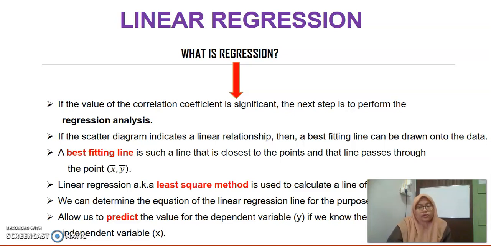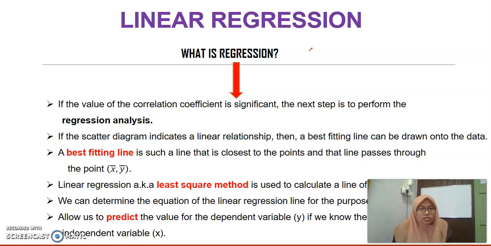In this video, we are going to look at the last subtopic of chapter 6, the linear regression. From the previous topic, you learned about scatter diagram, and from the scatter diagram, you can identify the relationship between two variables x and y. If the scatter diagram shows a linear relationship between two variables, the next step is to perform the regression analysis.